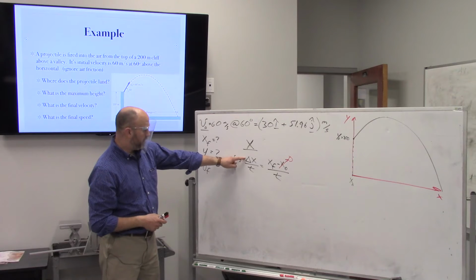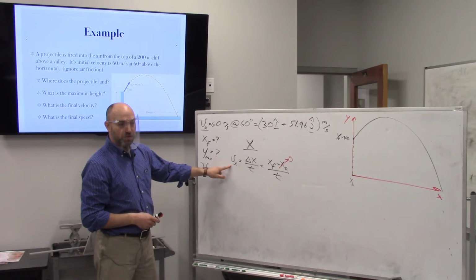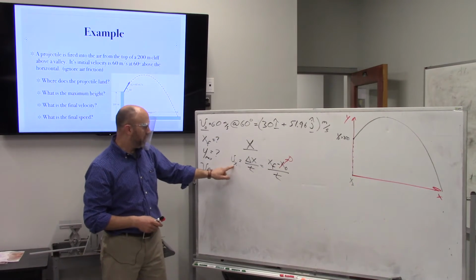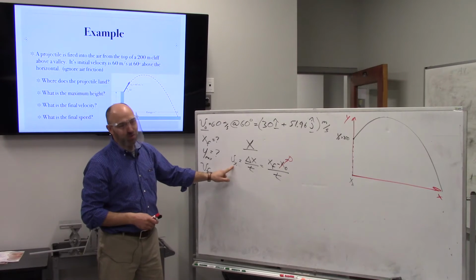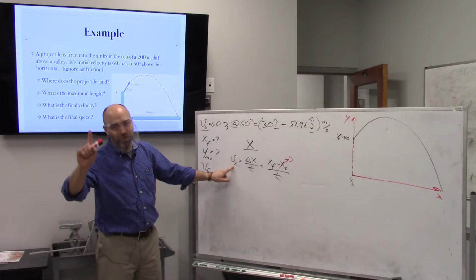Well, we're looking for delta x, but we don't know t. We do know vx. What's vx? 30. We already figured that out, right? Okay, so we know vx. Now, I know I've gone over this a million times, but I'm just going to beat this dead horse one last time.